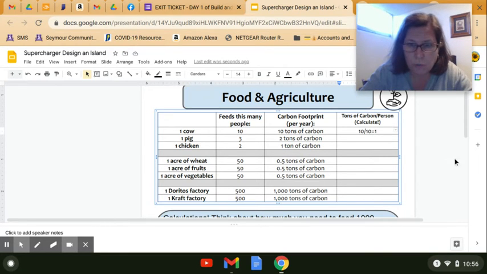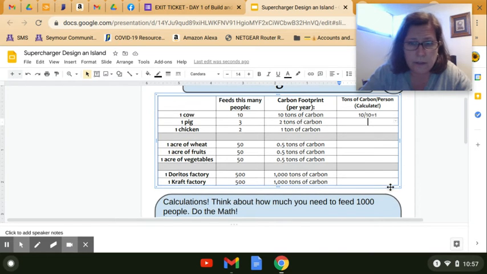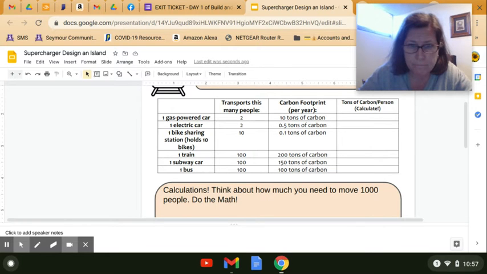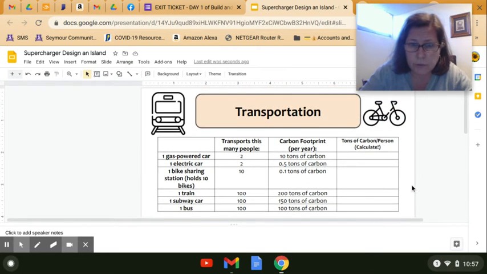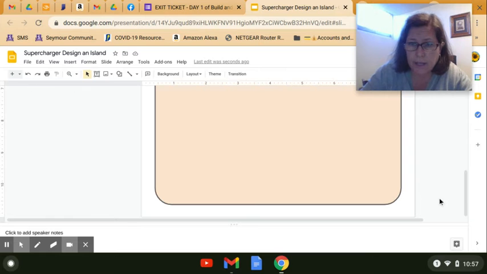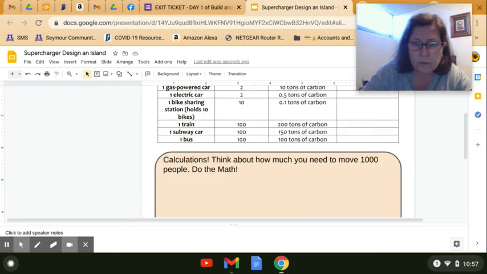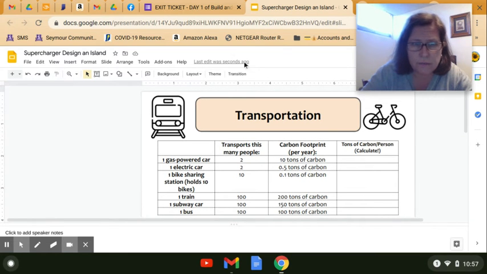So we're going to go through and do all of these on day one. We're going to do them all for food and agriculture, and then we're going to do them all for transportation, and I think electricity is the other one. Is that right? Electricity? Yeah. So there are 3 pages of that I would like for you to do. Just those 3 slides about that division.